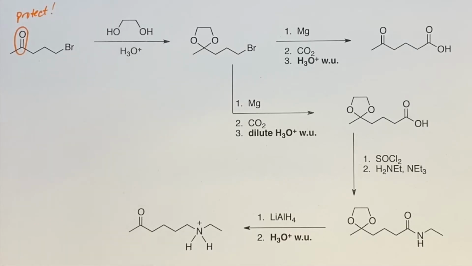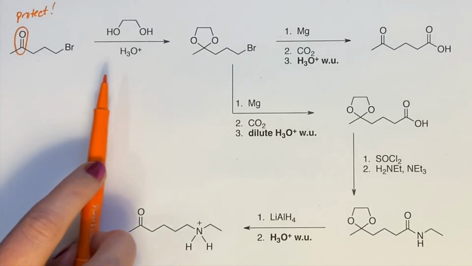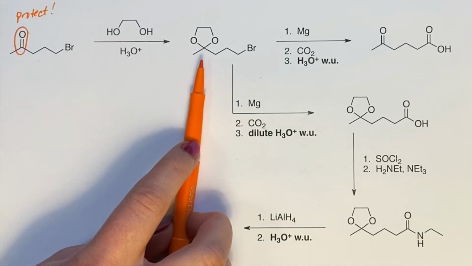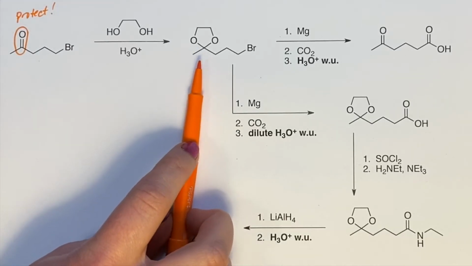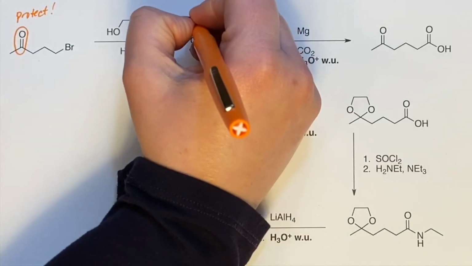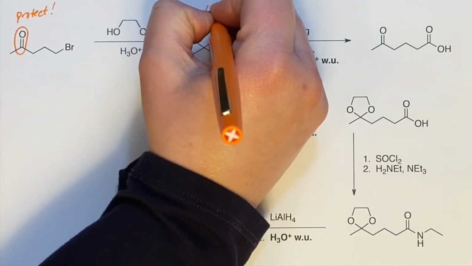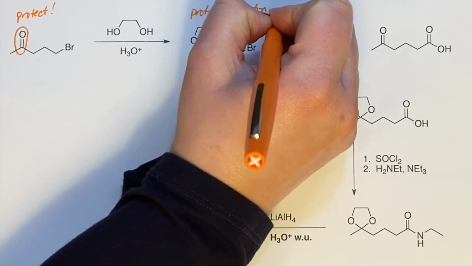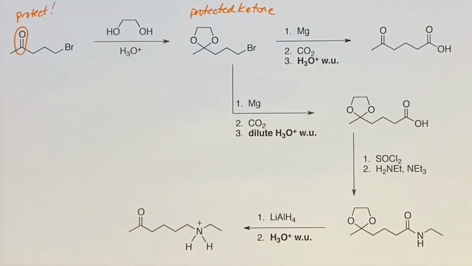The way that we're going to protect this ketone is as a ketal. So I'm going to take this ketone and treat it with any set of conditions that will allow me to form a ketal. In this case, I'm going to use ethylene glycol as my reagent. That gives me this ketal. This is my protected ketone, and that ketone is protected as that ketal.